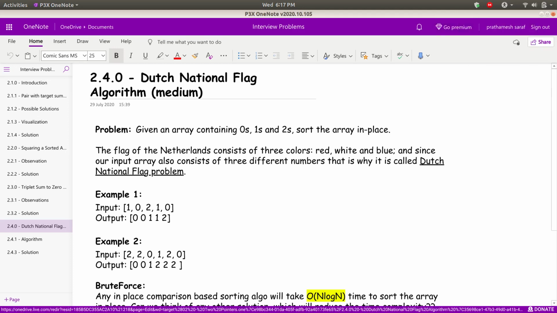Today we are going to see a beautiful algorithm called the Dutch national flag algorithm, which makes use of two pointers to sort the array which have been specified by some constraints.